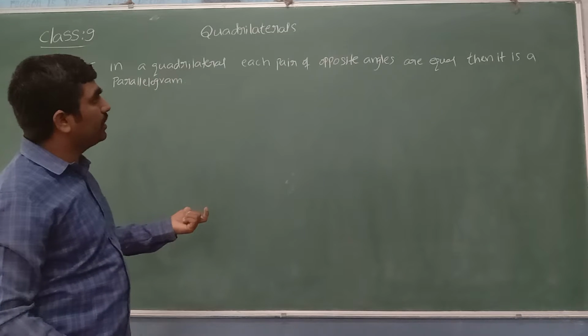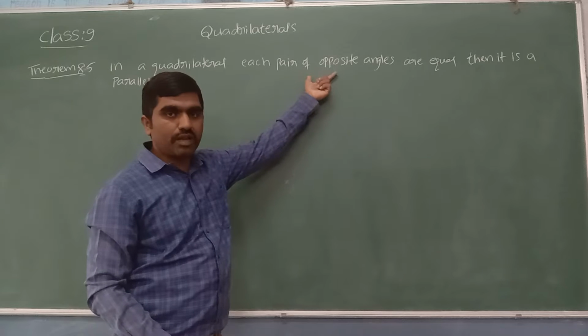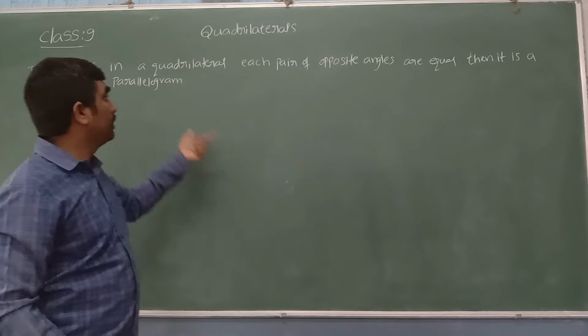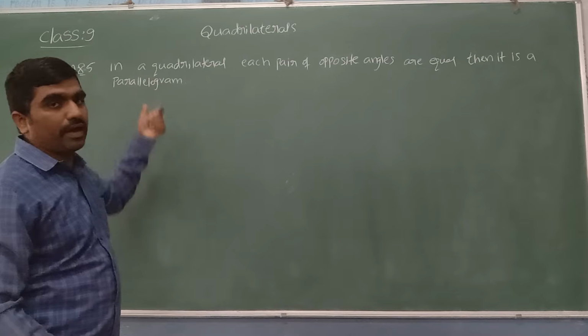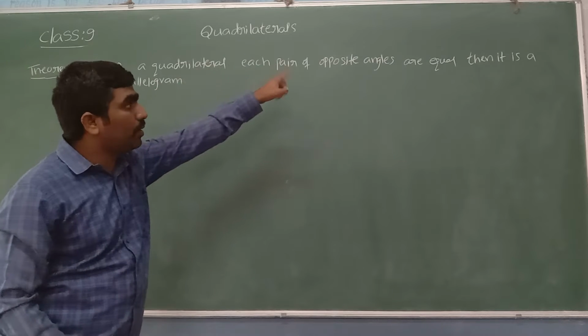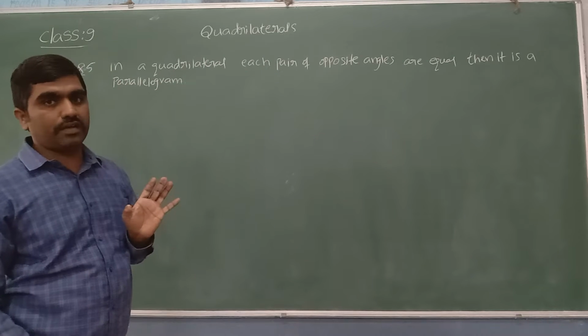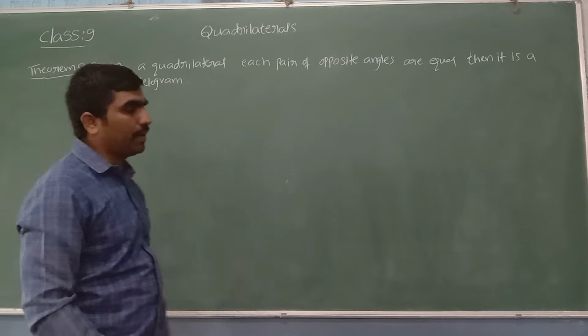So what is the given data here? Opposite angles are equal. What we have to prove? That quadrilateral will become a parallelogram. In a quadrilateral, opposite angles are equal is the given data, and we have to prove that it is a parallelogram.